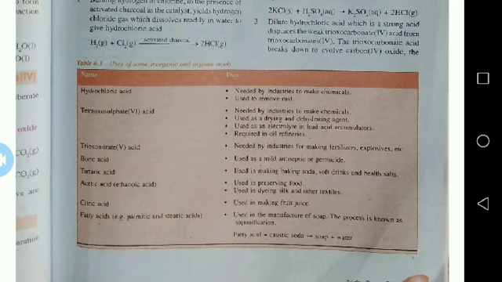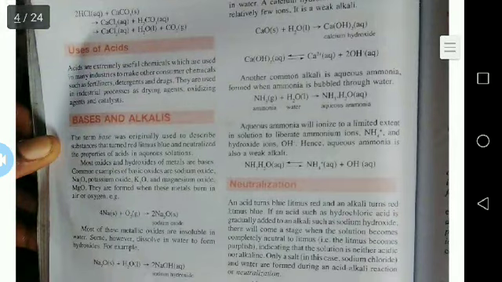Okay. So this is the summary of the uses of acids. I also have this, a formula for the use of acids.